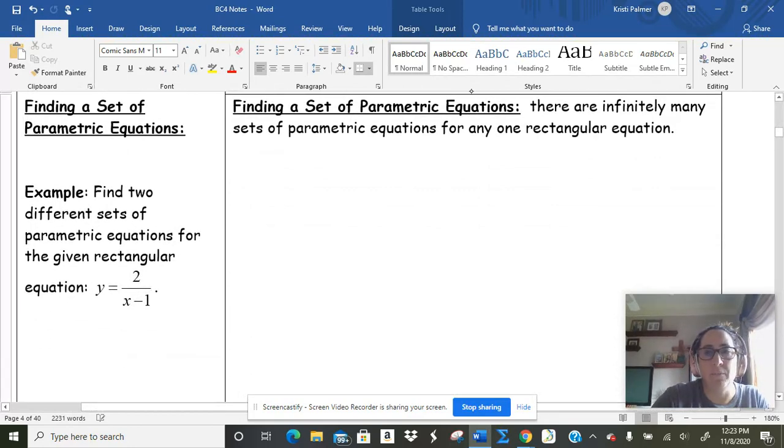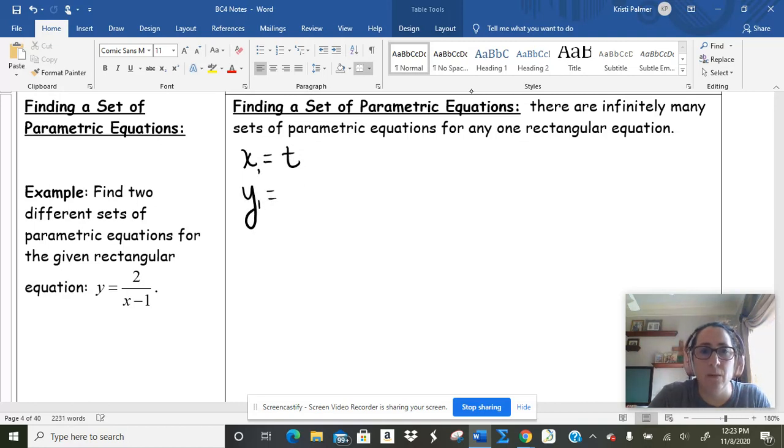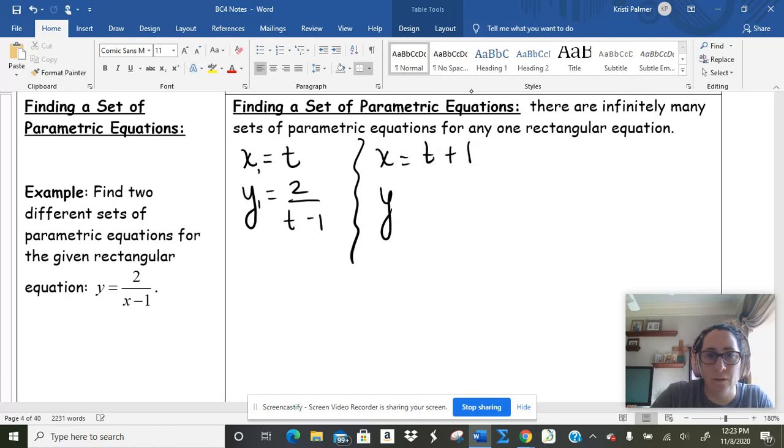So finding a set of parametric equations, this is actually kind of fun. You can find an infinite amount. You just say, hey, let x equal anything in terms of t. So what if it's just t? Then what's y? y would be 2 over t minus 1. So pick something else for x that you want to plug in here, so maybe t plus 1. So then y would equal 2 over t plus 1 minus 1, which would just be t.